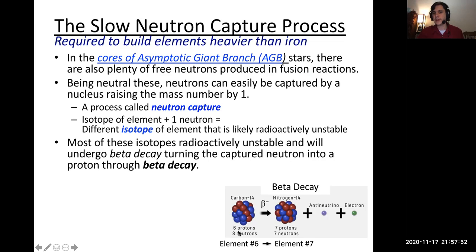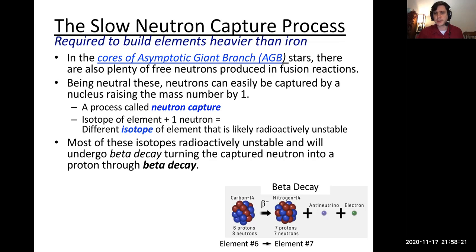So what it'll do is convert one of the neutrons into a proton plus an antineutrino and an electron. The electron makes sense. You have a neutrally charged neutron. You want to change it into a proton, you better spit out a negatively charged electron. So that process is called beta decay. It's one of the most common radioactive decay pathways.